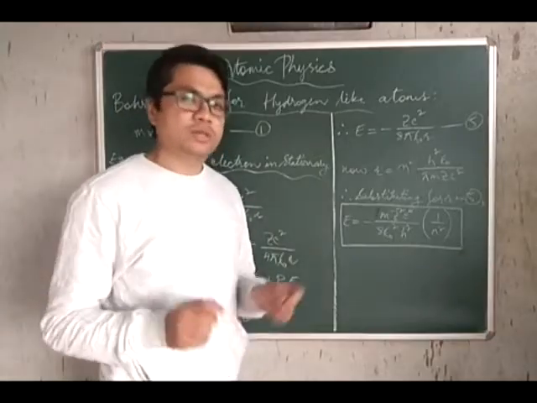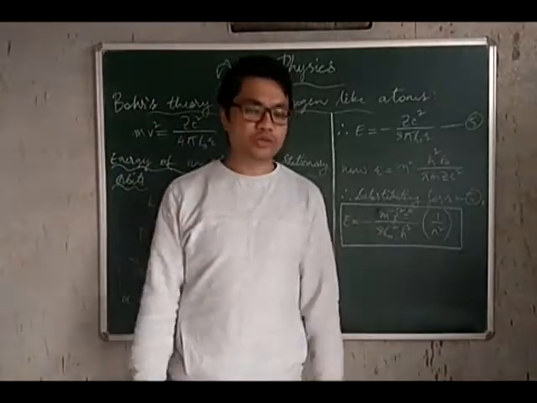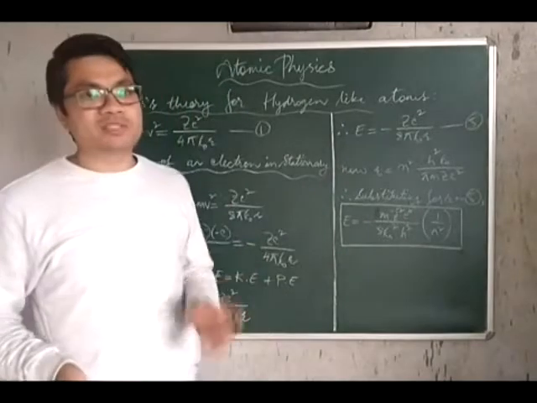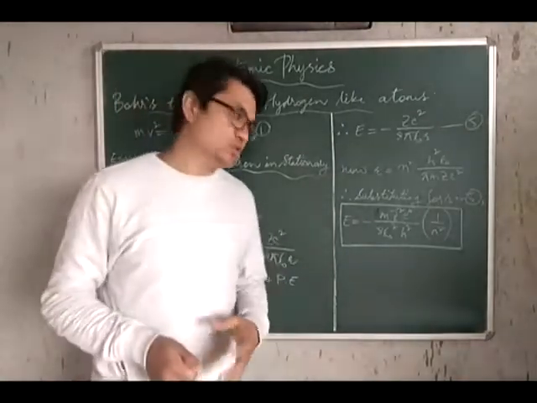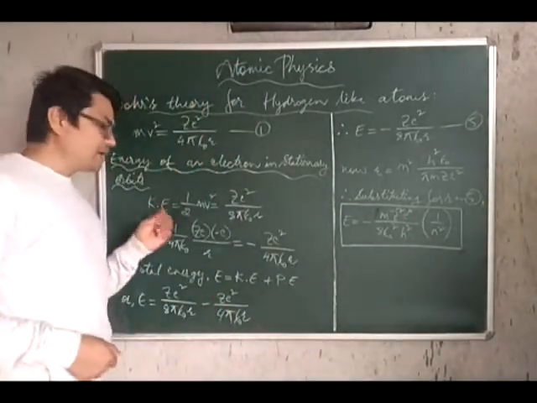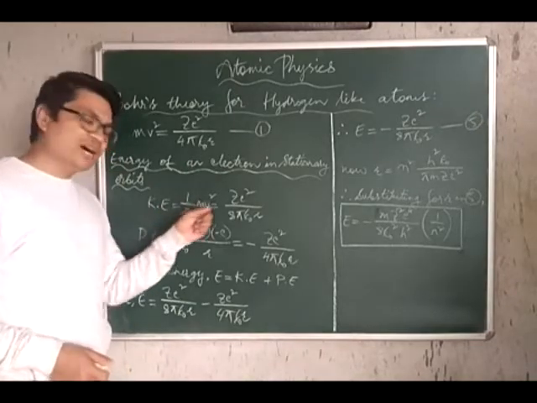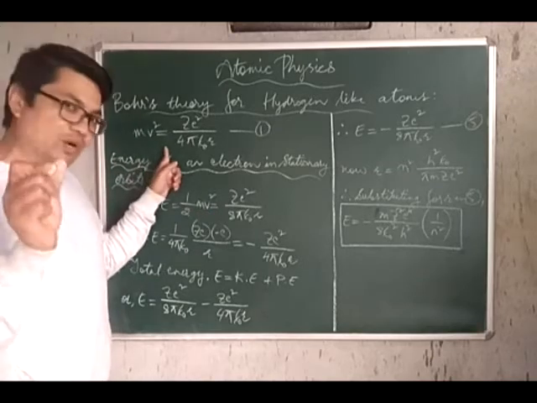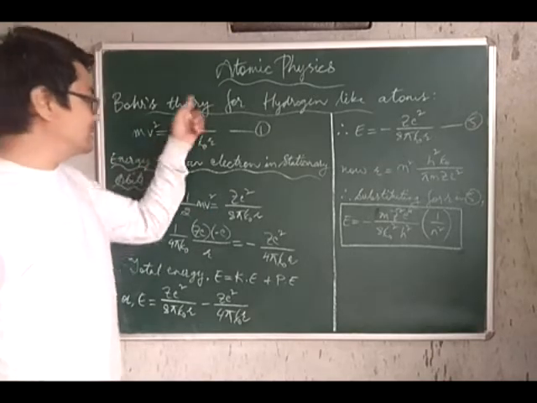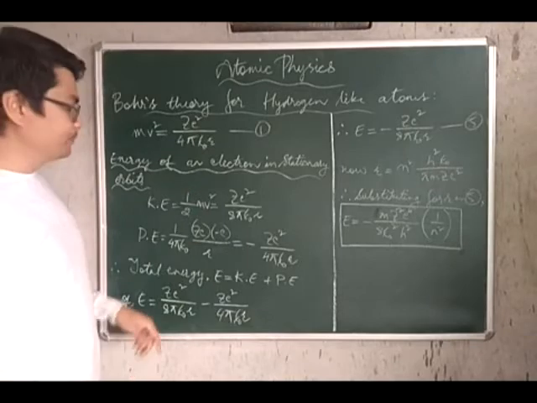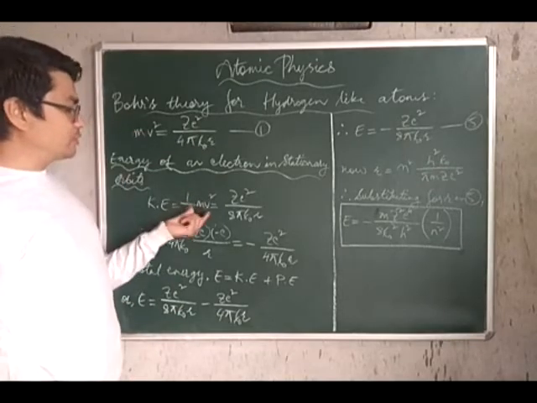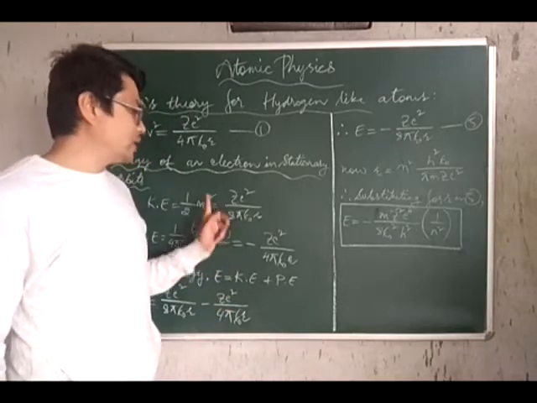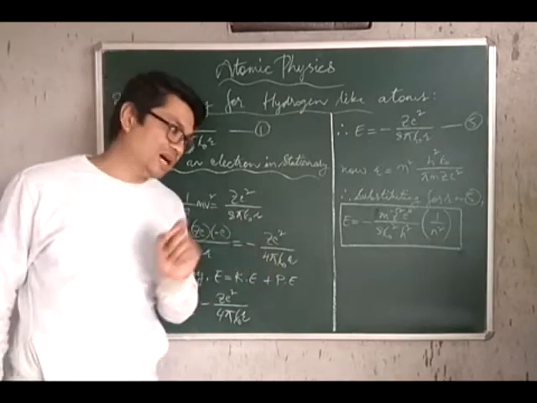Now, talking about energy of an electron in stationary orbits or stable orbits, we know energy is the sum of kinetic energy and potential energy. Kinetic energy for an electron is given by half mv squared. This was our equation number one, where mv squared is ze squared divided by 4 pi epsilon naught r. So, substituting for mv squared, we get the kinetic energy of the electron in stationary orbits to be ze squared divided by 8 pi epsilon naught r.